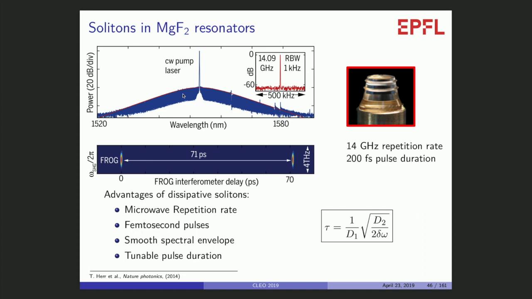Their duration again depends on the dispersion of the cavity, the frequency detuning, and the free spectral range. And in this example, this is about a 100 femtosecond pulse with a 70 picosecond round trip time, corresponding to this centimeter scale crystal.